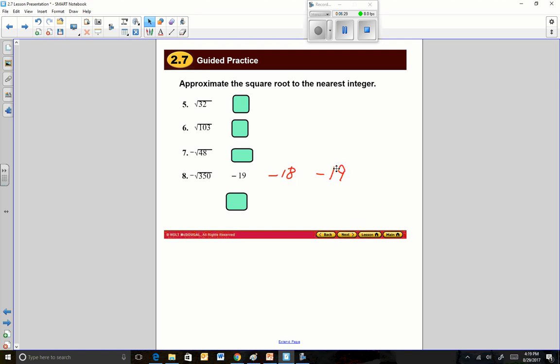Okay, pause your video and go ahead and try 5, 6, and 7, getting an approximate square root. Welcome back. 32. The square root of 6 because it's close to the square root of 36. 103 is awfully close to 100, so it would be square root 10. And 48. We have 7 times 7 is 49, so it's awfully close to that. So we would say negative 7 is the approximate answer.